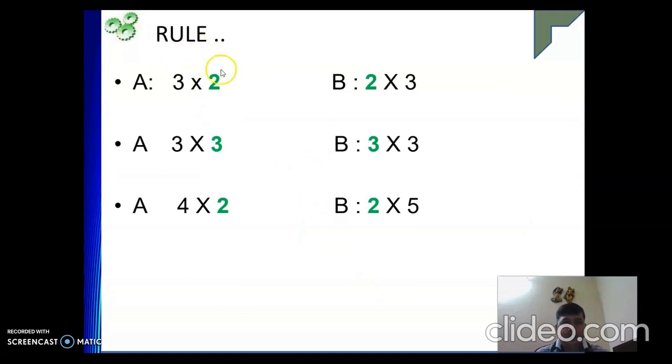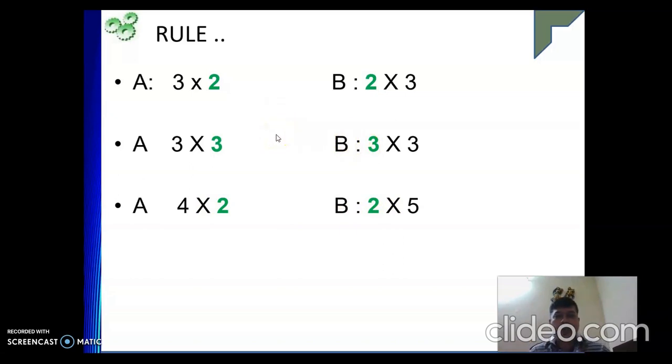So these are certain examples. Here we can see 3 cross 2 and 2 cross 3, yes, because 2 and 2. Again, we have 3 cross 3 and 3 cross 3, yes, the number of columns in matrix A is equal to the number of rows in matrix B. 4 cross 2 and 2 cross 5, yes, the number of columns in A is equal to the number of rows in B. So if this condition is satisfied, then we can go for matrix multiplication.